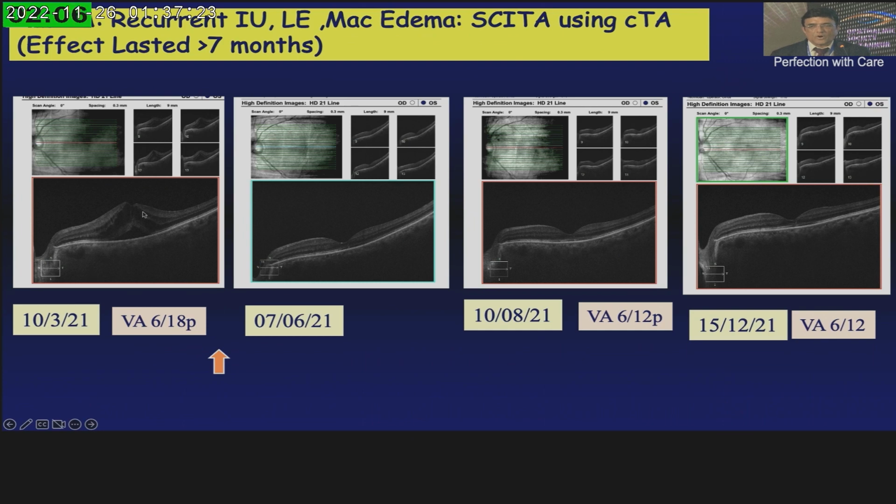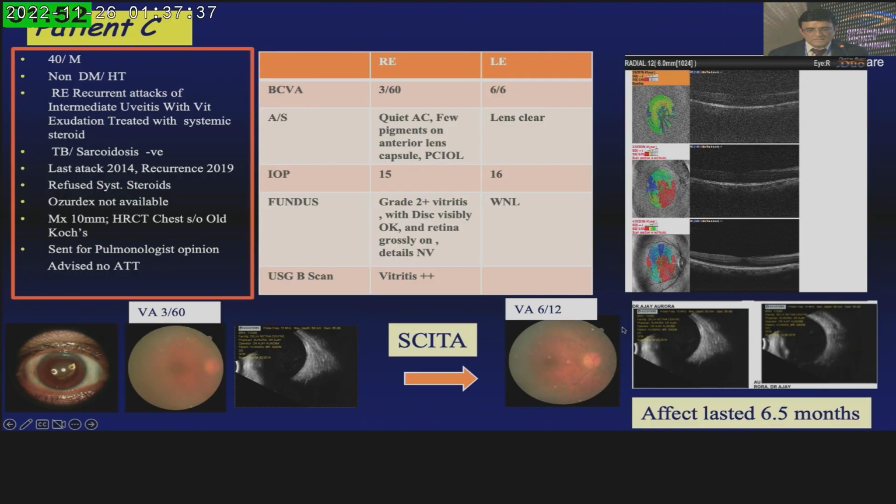So it lasted almost 8 months, which is almost double the time of what Ozurdex lasts, and it cost you virtually nothing. And then we injected again, and the next time the effect lasted for almost 7 months, and this patient, on the last injection, I have followed up for about 8.5 to 9 months, and she has not recurred. This is another patient whom I had treated in 2014 with systemic steroids.